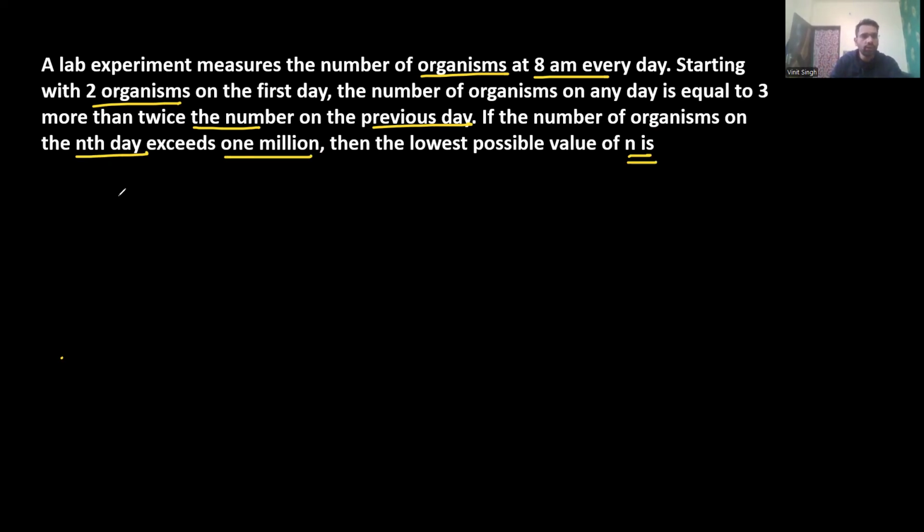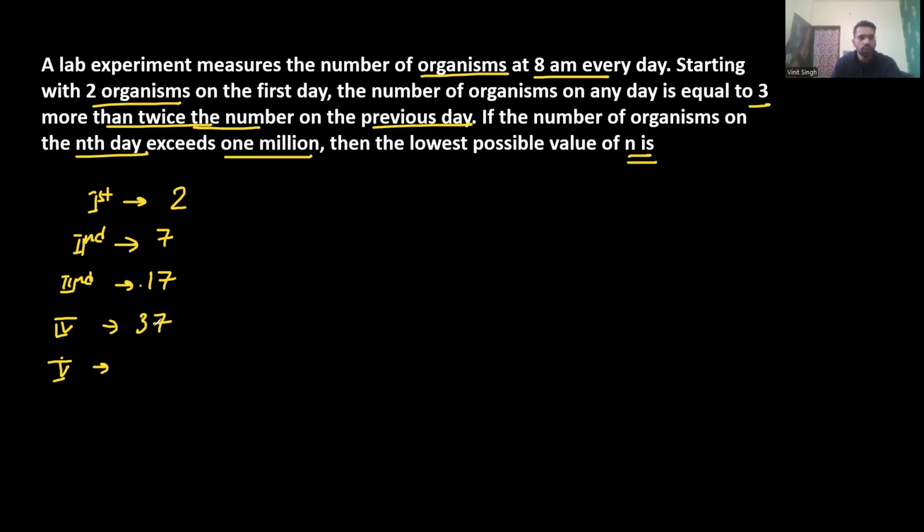Now, at the start of day one, at 8 a.m., the number of organisms was 2. On the second day, it becomes 3 more than twice the number. Twice is 4, plus 3 is 7. Third day: twice of it is 14, 14 plus 3 is 17. Fourth: 34 plus 3 is 37. Fifth: 37 times 2 is 74, plus 3 is 77. And so on.